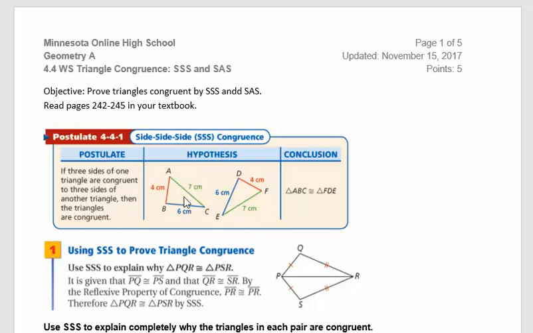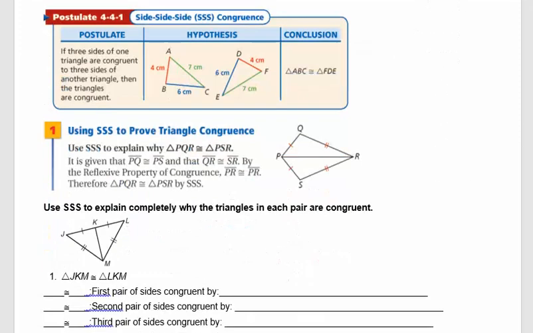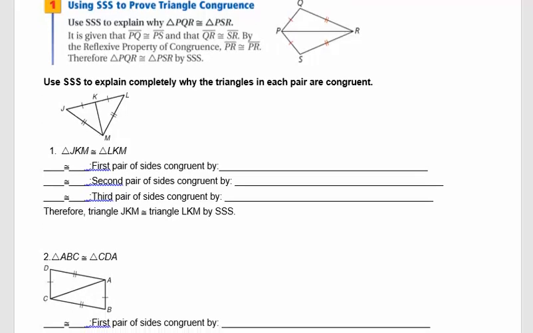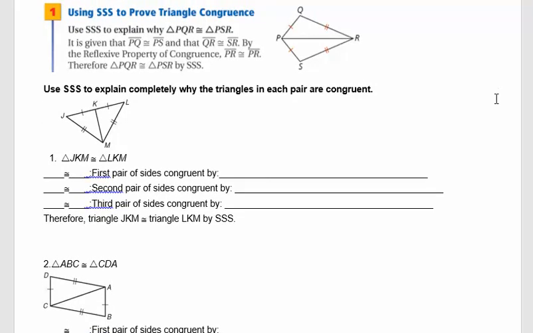All right, so side, side, side is when three sides of one triangle are congruent to three sides of another triangle. And if you can find that all three sides are congruent, then you can say that the two triangles are also congruent to each other. So if you're going to use SSS to prove that you have congruent triangles, you have to show that all three sides are congruent to each other.